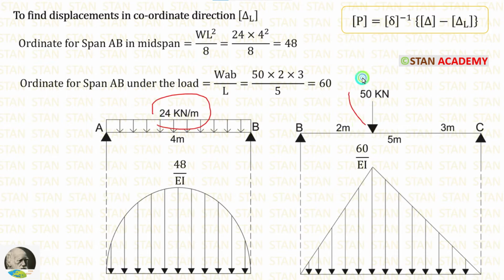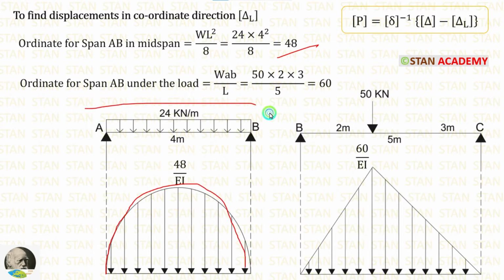Using the loads, we can make the conjugate beams. First, let us take AB. In AB, UDL is acting for the full span. In a simply supported beam, if UDL is acting for the full span, the formula to calculate the maximum bending moment is WL square upon 8. Here W is 24, L is 4. When we apply the values inside the formula, we get 48. Using this value, we can make this diagram.